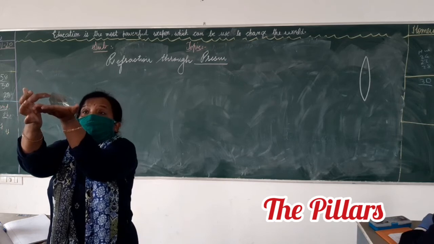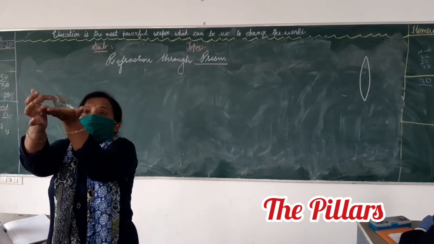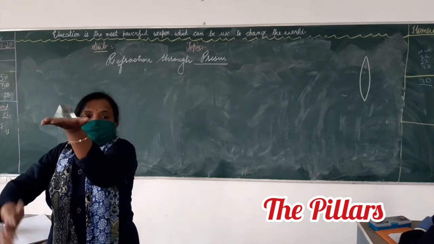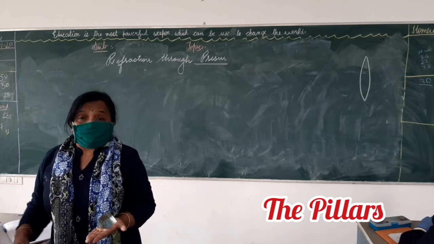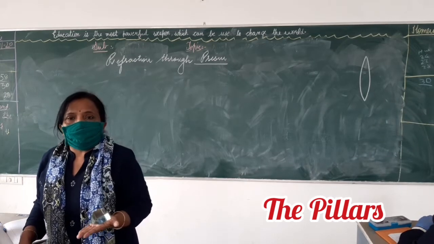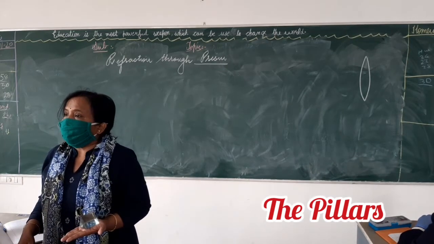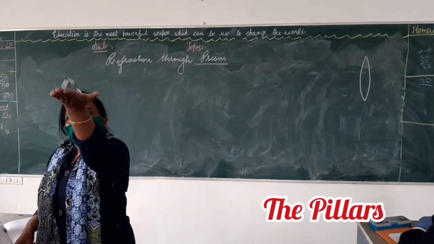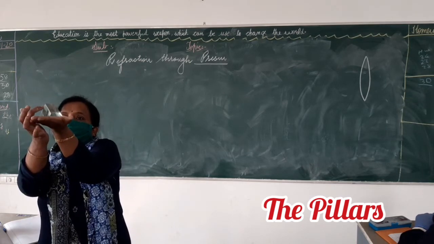The angle of this triangle is called what? Angle of prism. Don't say prism with the wrong pronunciation, say prism. What will you say? Prism. Yes. Clear? This is what? Angle of prism.